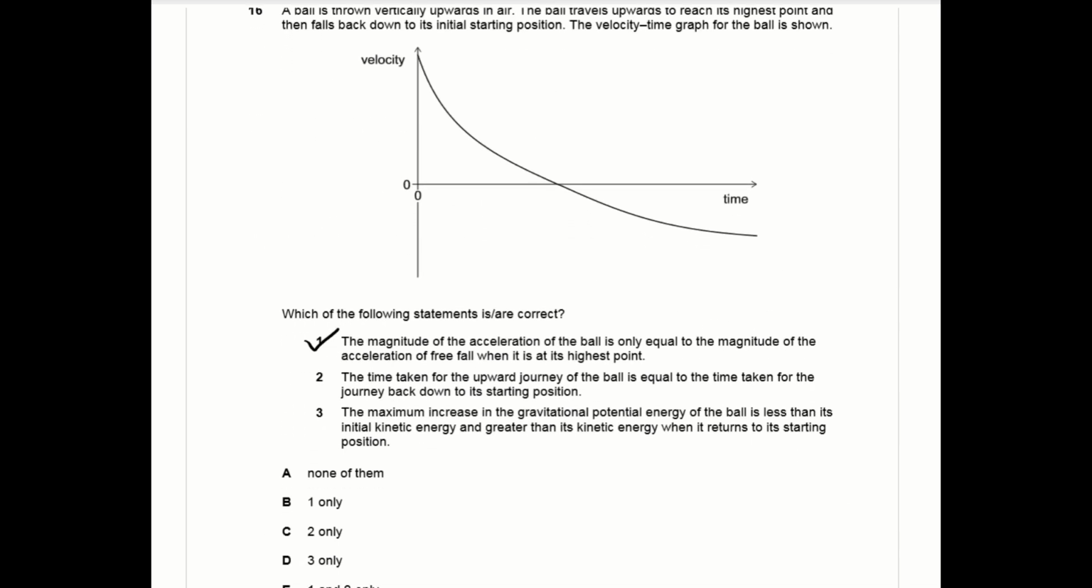So for these types of questions, you want to basically be going through each of the statements one by one. So looking at the first statement, the magnitude of the acceleration is only equal to the magnitude of acceleration of free fall when it's at its highest point. Now this is true because at the top, air resistance is 0, so the only force acting on the ball is its weight. So the acceleration is equal to the acceleration of free fall.